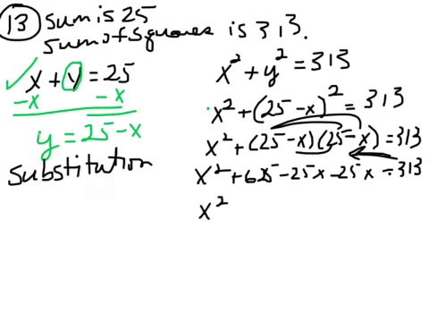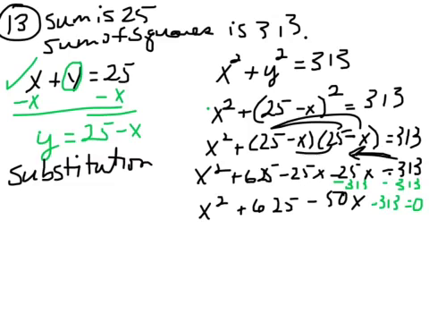Actually, let me clean this up. This is x squared plus 625 minus 50x. And now let me go ahead and subtract 313 from both sides.